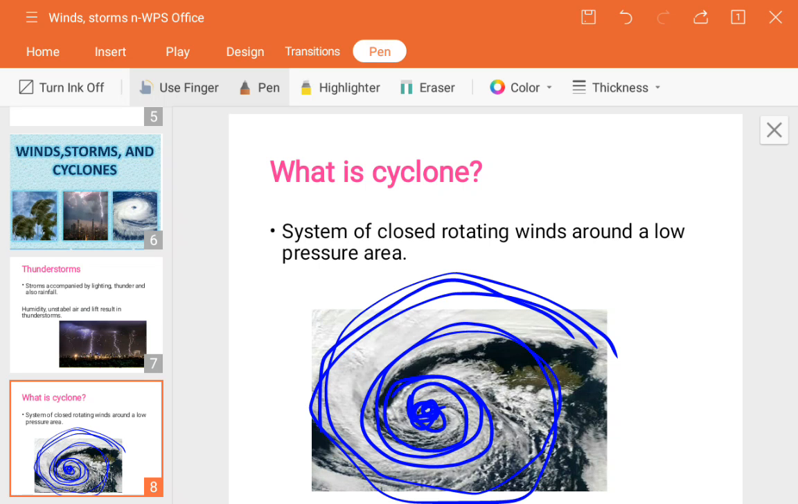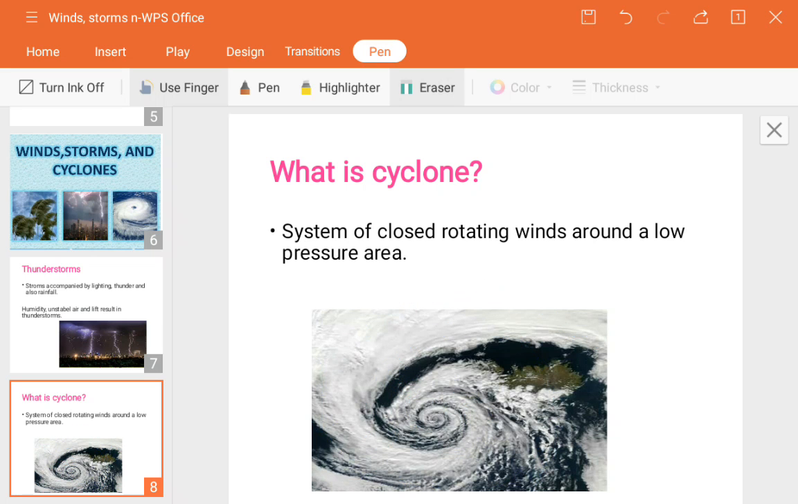It is nothing but a system of closed rotating winds, closed meaning compactly rotating winds around a low pressure area. The center is a low pressure area and the surrounding is the high speed wind. Now, the structures here have specific names. The center of a cyclone is a calm area because it is a low pressure area, and that is called the eye.